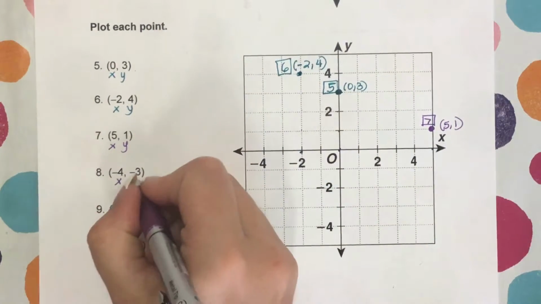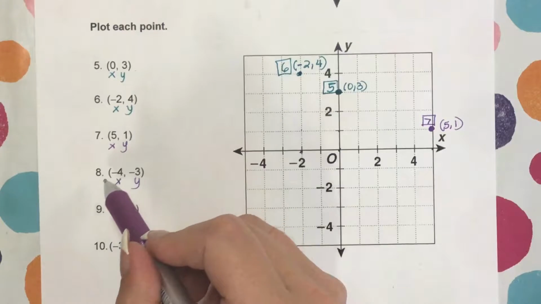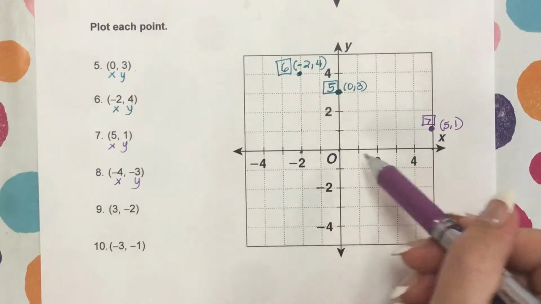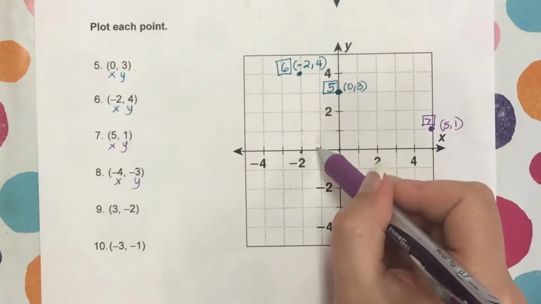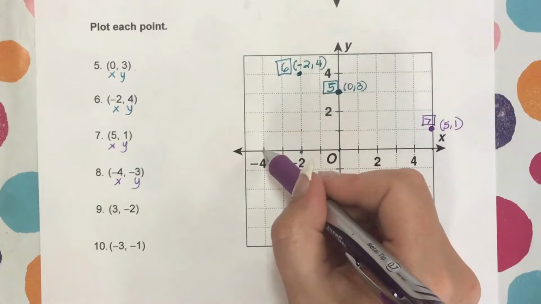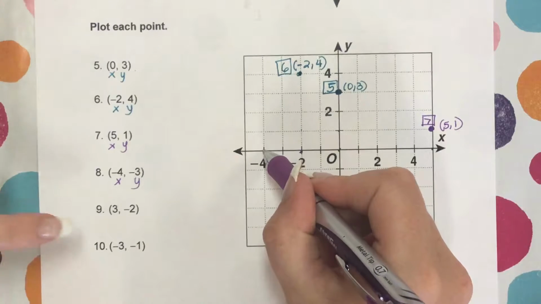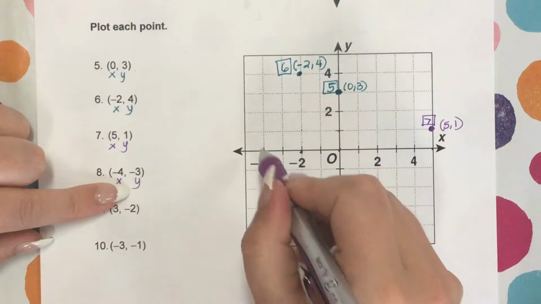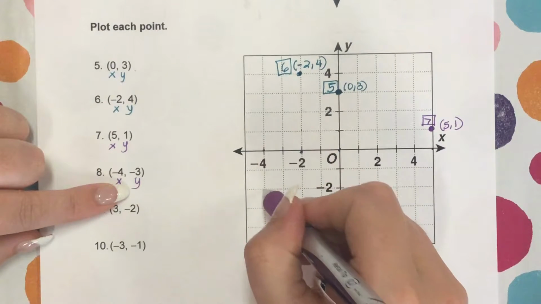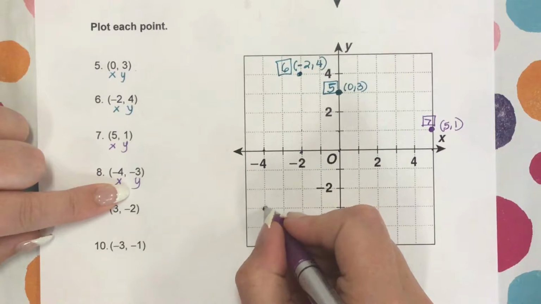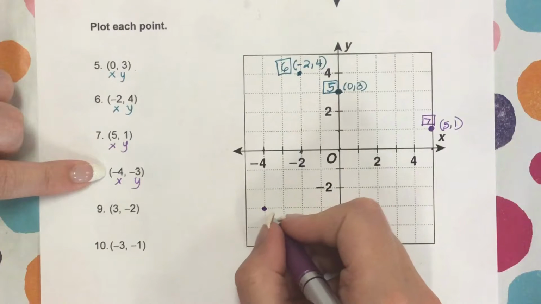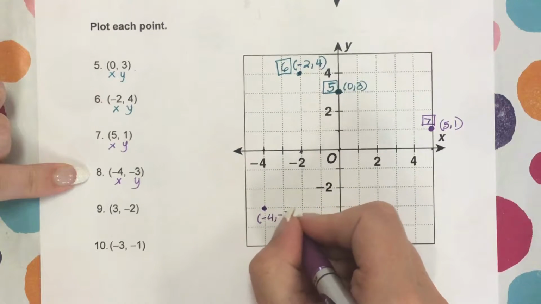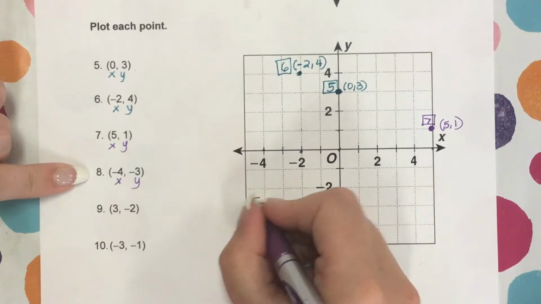Let's go ahead and do 8. This is the X, this is the Y. The X is going to be -4, so on the X-axis, we're going to go in the negative direction, which would be this way. -1, -2, -3, -4. The Y part is -3, so that means we're going to be going down 3. 1, 2, 3, right here. So this would be the point -4, -3, and this is the point 8.